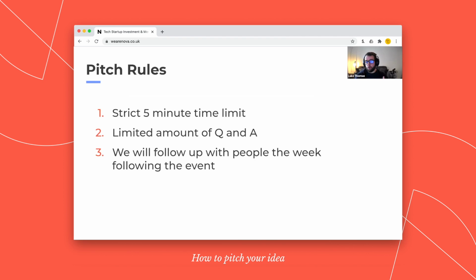And ultimately, we'll watch all the pitches on the demo day. We'll score those pitches, and then we'll prioritize those businesses, and we'll follow up with you the week following the demo day. So you won't get any offers of investment right there and then after a 5-minute pitch. It's about giving us a flavor so that we can engage with you further and see the best way we can work together. So that'll be the rules.